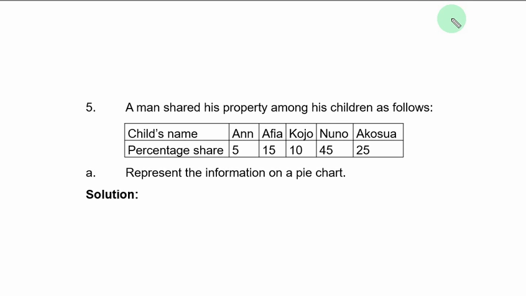Question 5. A man shared his property among his children as follows. The child's name and percentage share: Afia 5%, Kojo 15%, Nuno 10%, Akosua 45%, and another 25%. A part of the question represents the information on a pie chart.